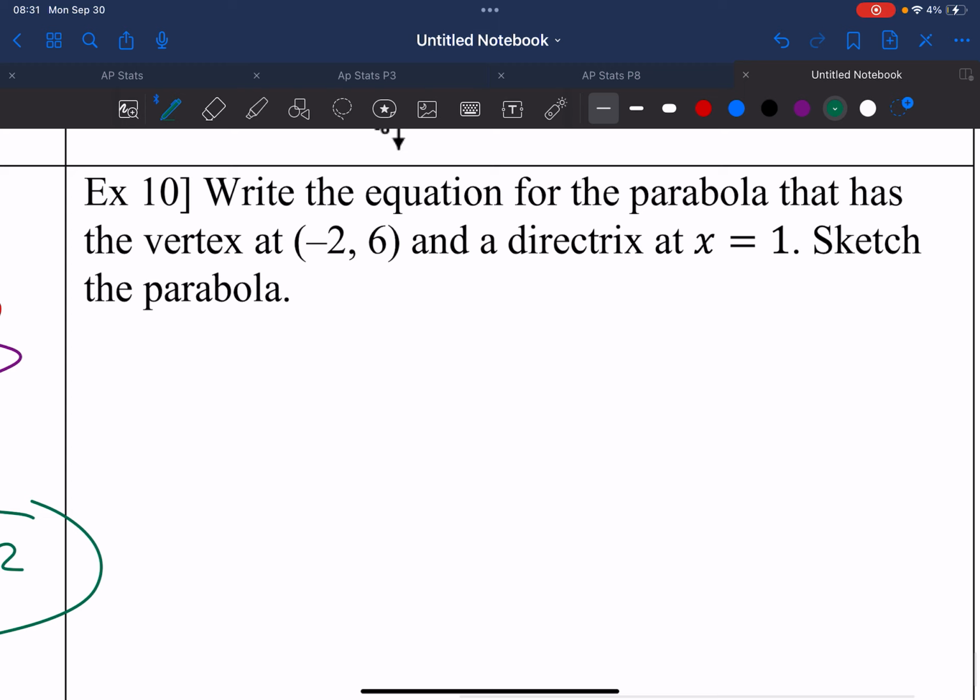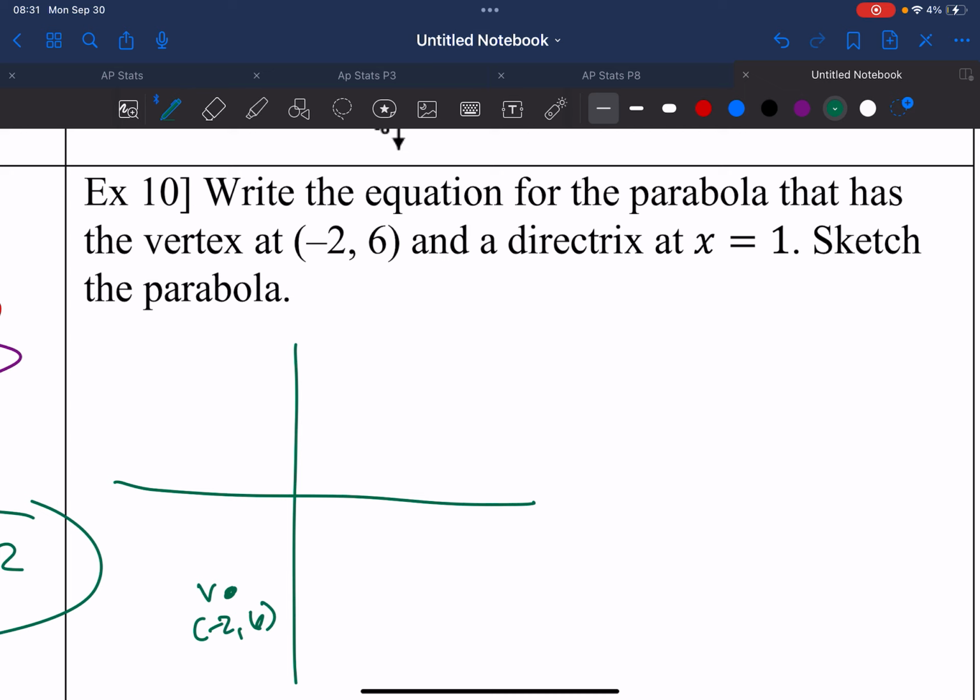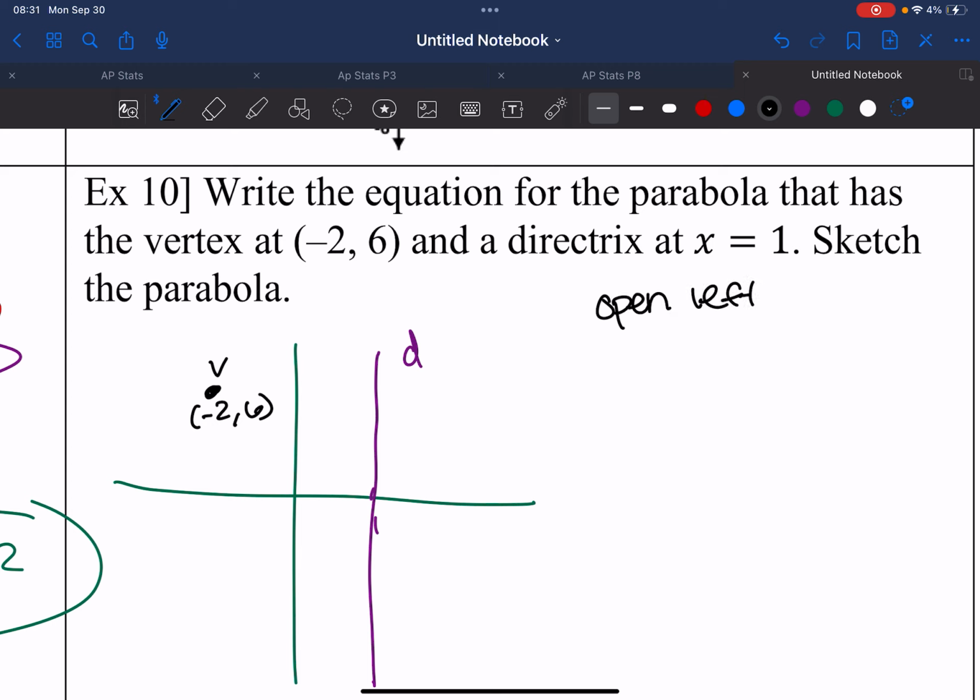Number 10, write the equation for the parabola that has the vertex of negative 2, 6. So we're going to say this is right here, vertex, negative 2, 6. And a directrix at x is equal to 1. So that's our directrix. Okay, since our directrix is on the right, we know that this is opening to the left. Oops, I did this in the wrong direction. Negative 2, 6 is up here. Okay, so we know that it's going to be opening to the left, which we know is negative.